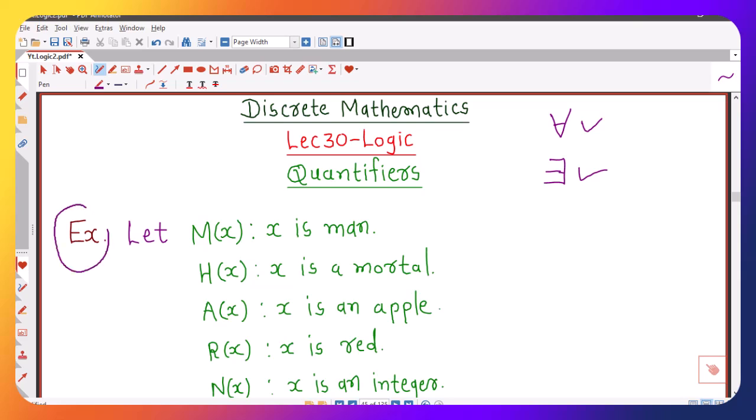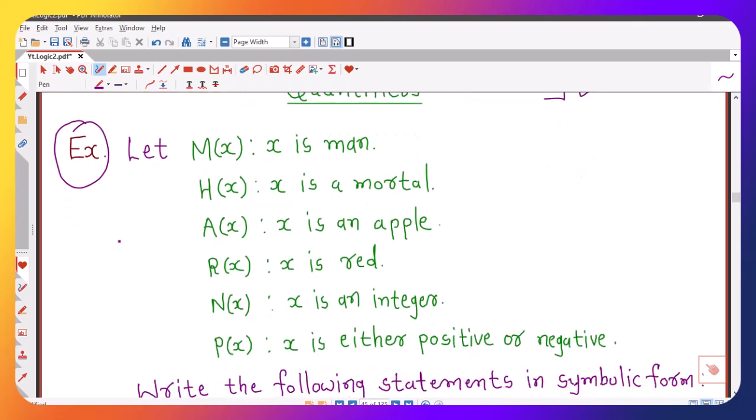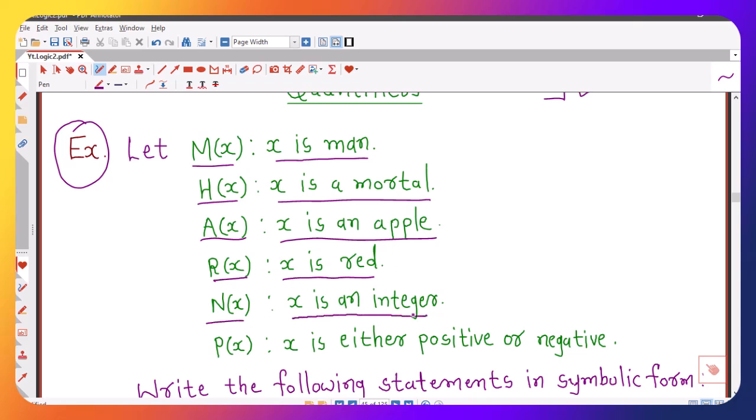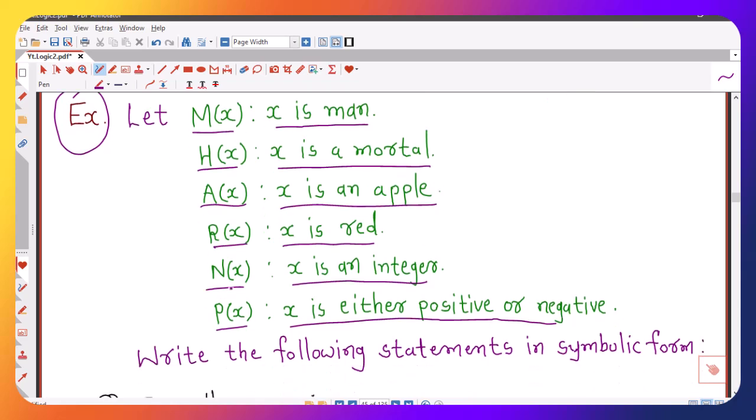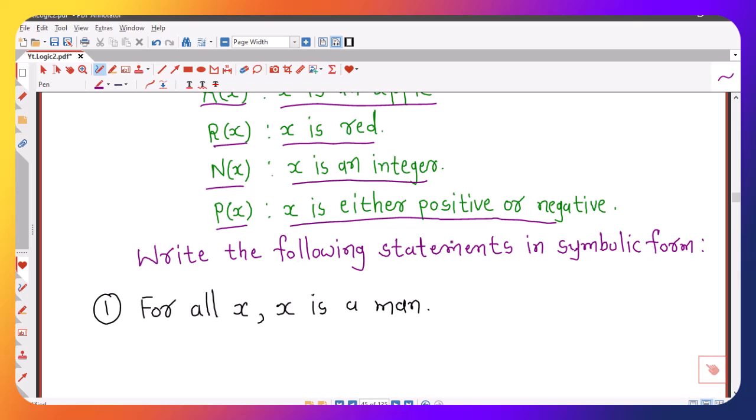So in this example we have taken these statement functions. Suppose Mx denotes the statement function that x is a man. Similarly Hx denotes that x is a mortal, Ax is for x is an apple, Rx is for x is red, Nx is x is an integer, and Px denotes the statement x is either positive or negative. Using these statement functions we have to write the following statements in symbolic form.